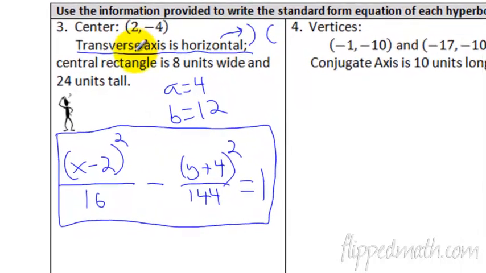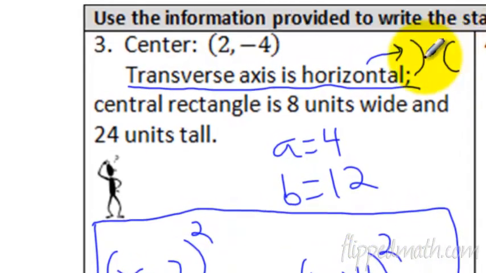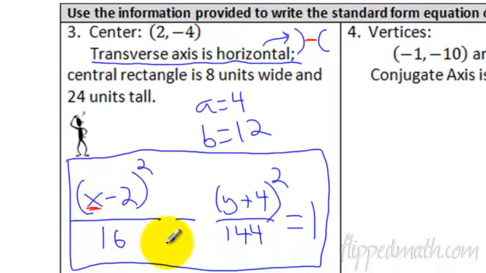The transverse axis is horizontal, so that means my transverse axis is right here. And so I drew a quick little parabola that showed that it was opening left and right. What that did for me is that told me that the x came first because it's opening left and right. Now, what about these values here? The a equals 4 and b equals 12. I got those because it says that it's 8 units wide, this rectangle. So when I draw the rectangle, it is 8 units wide, which means that half that distance is only 4. And then if it's 24 units tall, half the distance from the center would only be 12. So there's my a and my b.